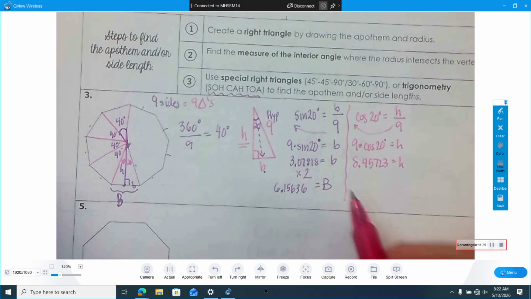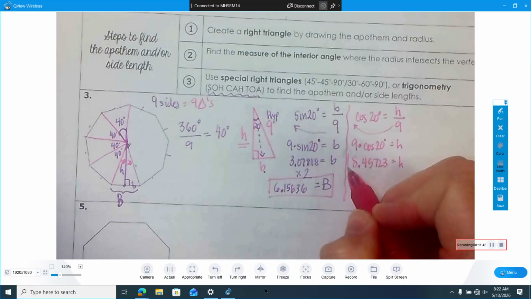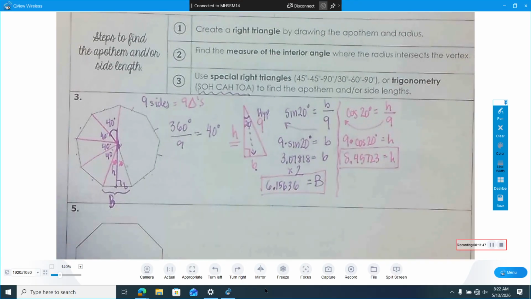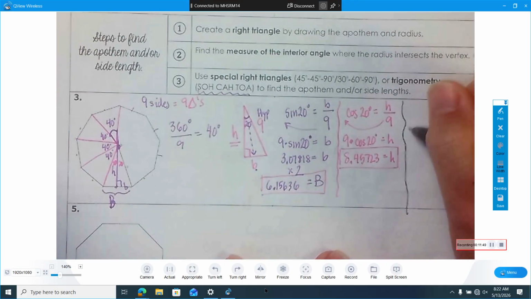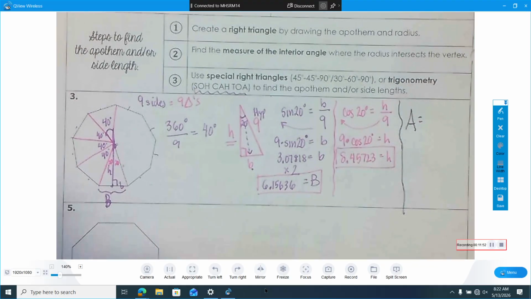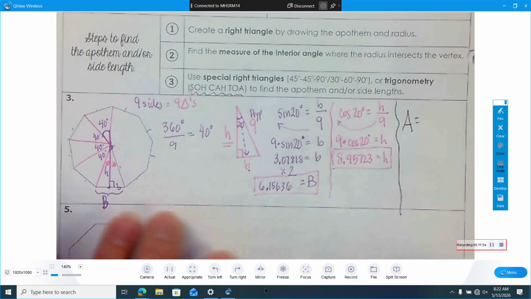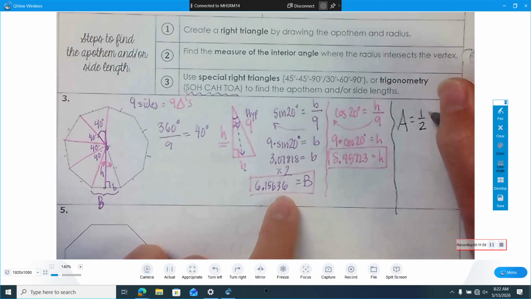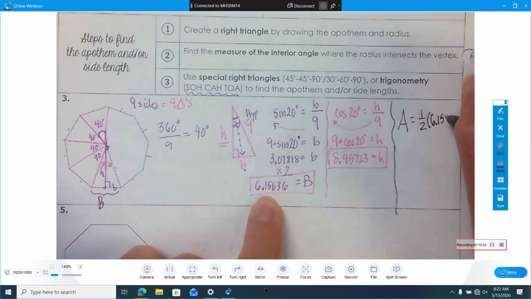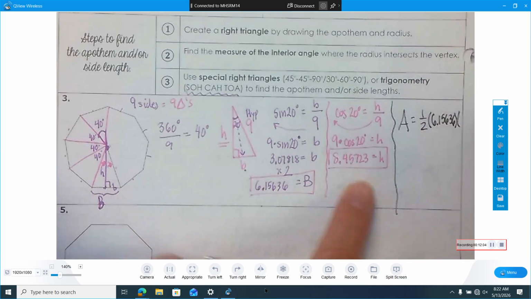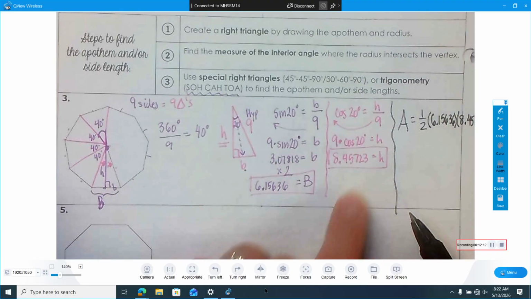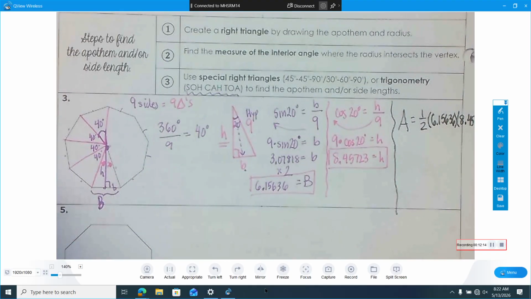So now I have my base and I have my height. And if I want to find the area, what's the basic formula to find the area of this thing? Yeah. So 1/2 times my base, which is 6.15636, times my height of 8.45723, times the number of triangles.